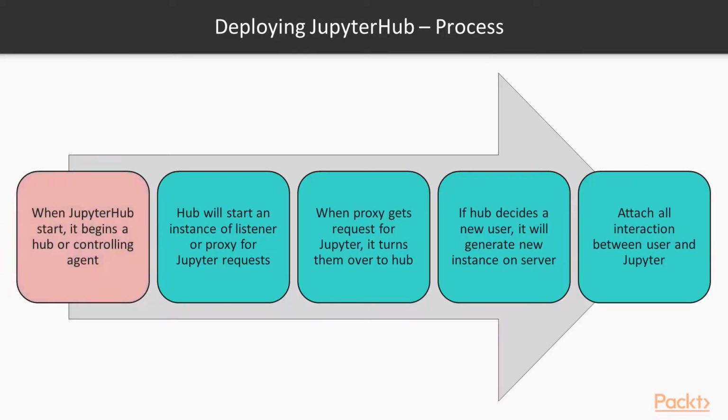When Jupyter Hub starts, it begins a hub or controlling agent. The hub will start an instance of a listener or proxy for Jupyter requests. When the proxy gets requests for Jupyter, it turns them over to the hub. If the hub decides this is a new user, it will generate a new instance of the Jupyter server and attach all further interactions between that user and Jupyter to their own version of the server. This feature provides multi-user access.